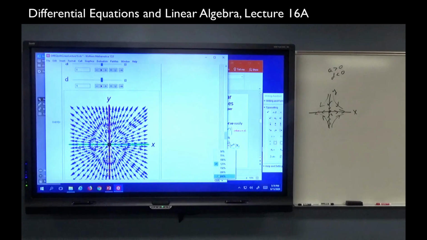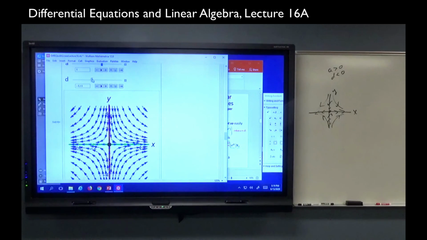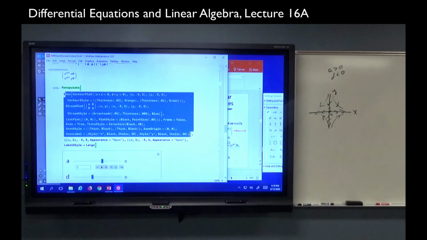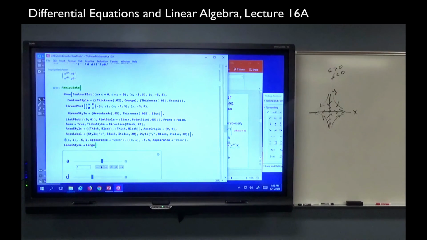Notice you can tell from the stream plot there, you've got straight line solutions along the x and y axes. Here, A and D are both positive, but if I switch D to negative, then we get a picture more like what I drew on the board. I'm making this with Manipulate, that makes an animation. My Show, etc. goes inside the Manipulate. My animation parameters are A and D, which you can see are here and here in this matrix, and also here and here in the contour plot.